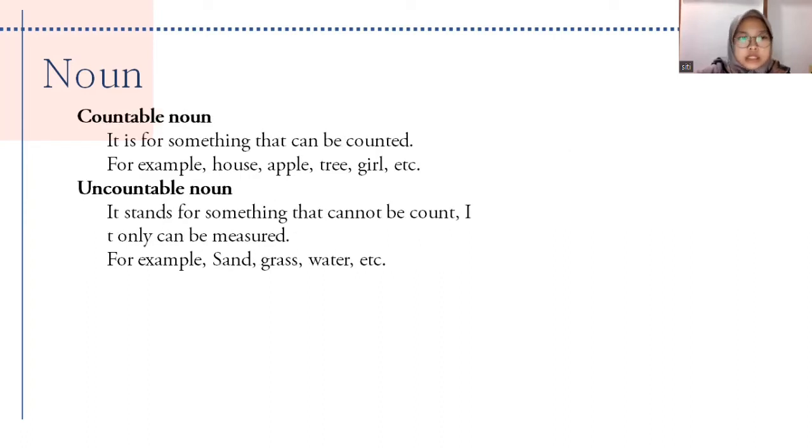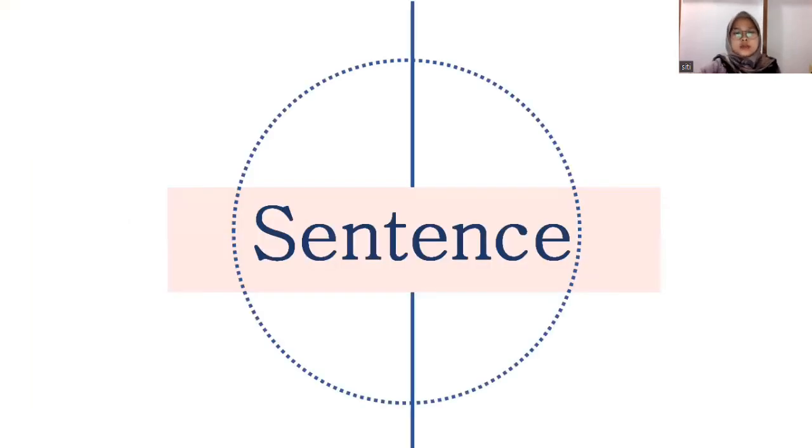And countable noun is for something that can be counted. For example, house, apple, tree, girl, and etc. And the last is uncountable noun. It stands for something that cannot be counted, that can only be measured, for example, sand, grass, water, and etc. And that's about noun. Now we're going to move on and talk about sentence.